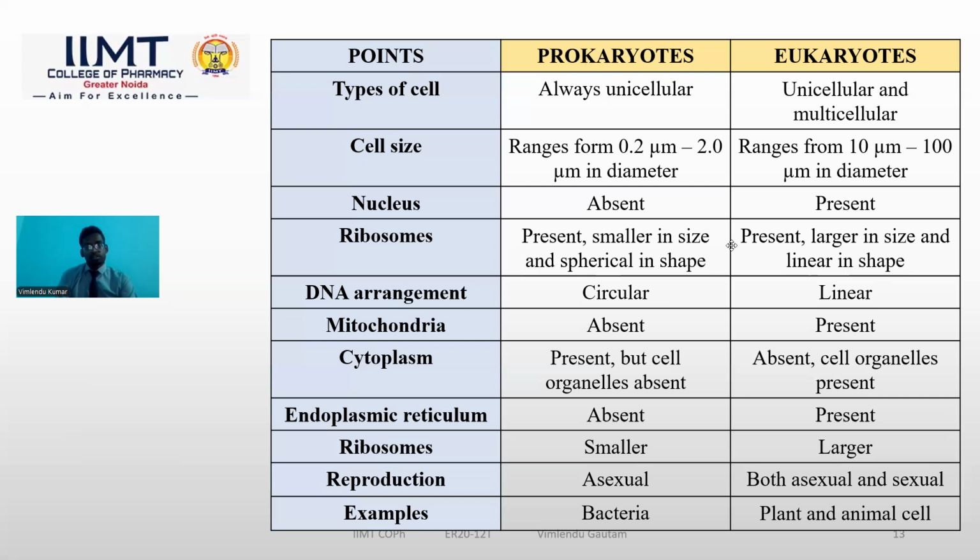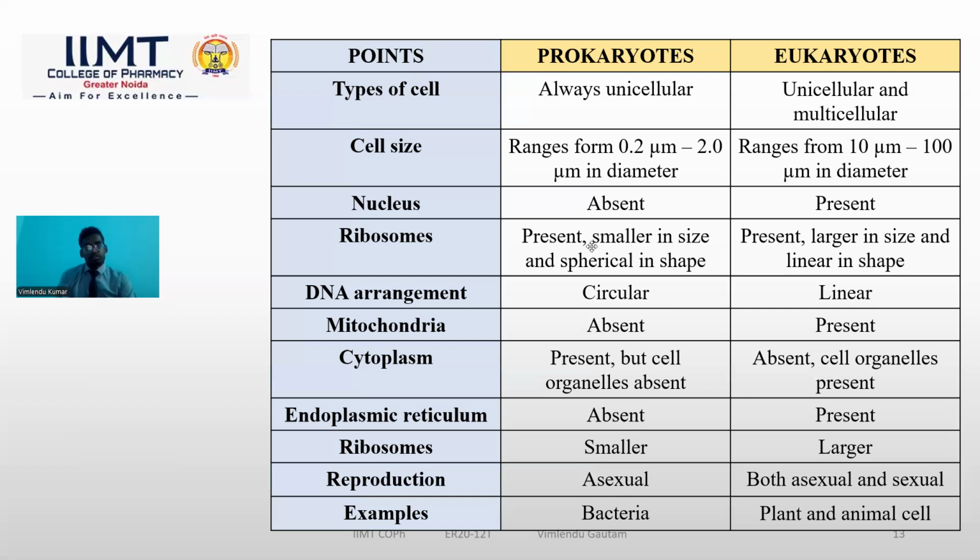Mitochondria is absent in the case of prokaryotes, and it is present in the case of eukaryotes. Cytoplasm is present, but cell organelles are absent in prokaryotes, and in eukaryotes cell organelles are present. Endoplasmic reticulum is absent in prokaryotes and present in eukaryotes. Ribosomes are smaller in prokaryotes and larger in eukaryotes.